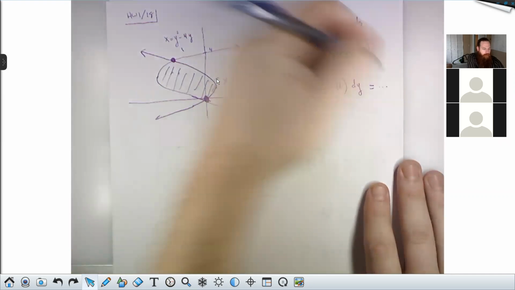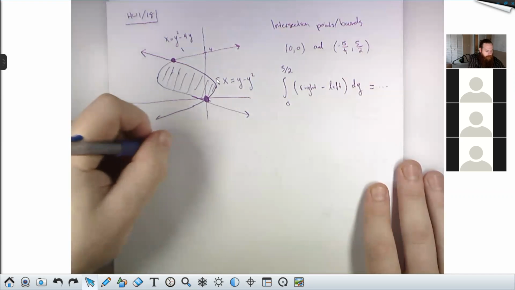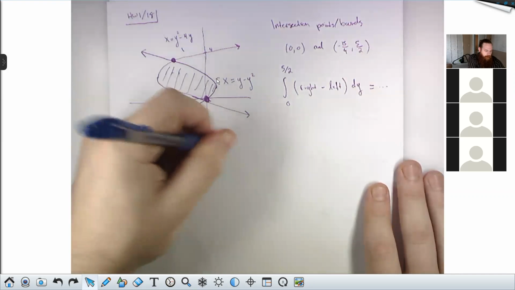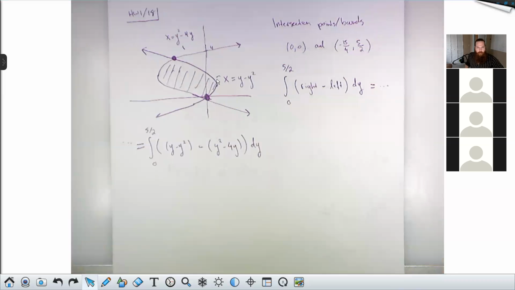And when you subtract chunks like this, remember to put them in parentheses. So that's going to be the integral from 0 to 5 halves of (y minus y squared) minus (y squared minus 4y) dy. And don't leave off your dy's. Make sure you're careful with all the notation. The big parentheses around the outside of the integrand are not as important as the little parentheses inside, but it's just good notation. So not forgetting to write those, not forgetting to write the dy, not getting lazy and skipping writing bounds, that sort of stuff is important.